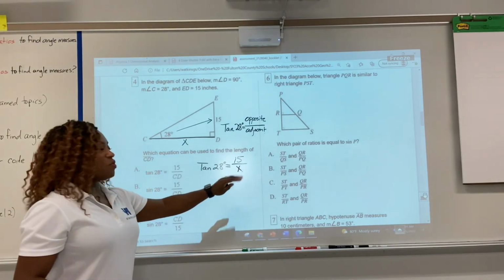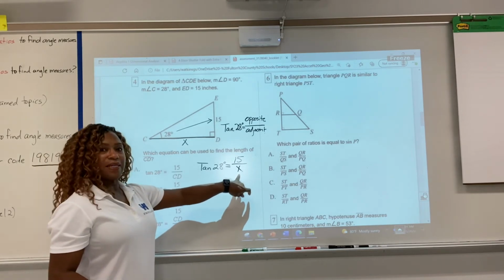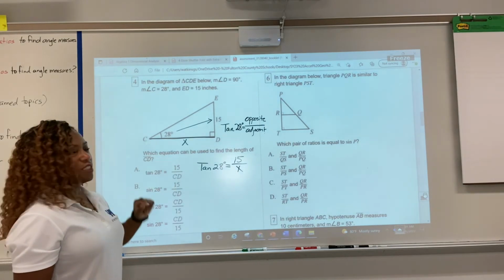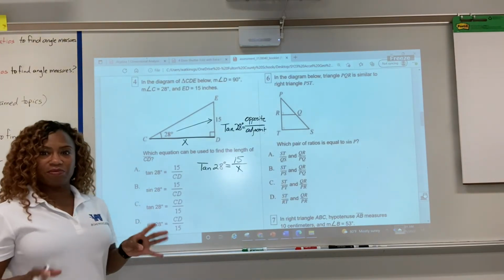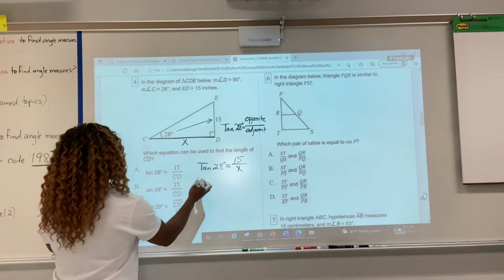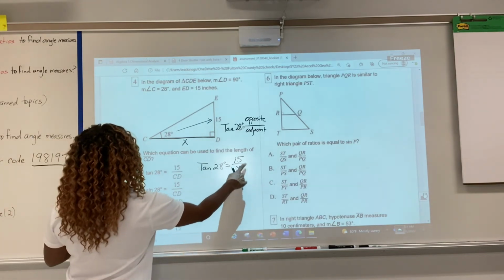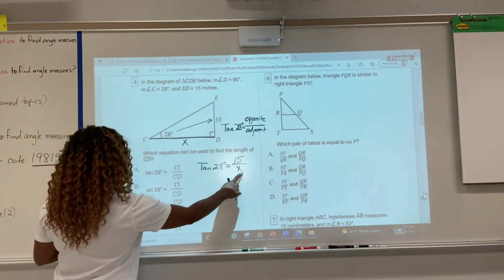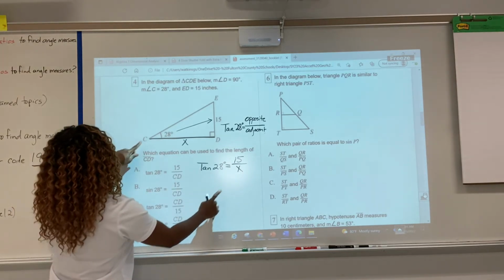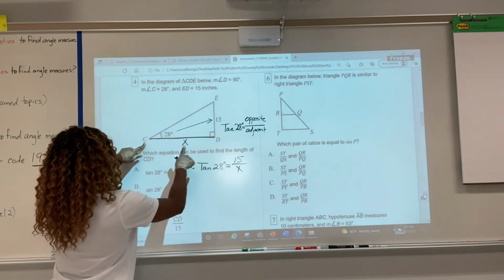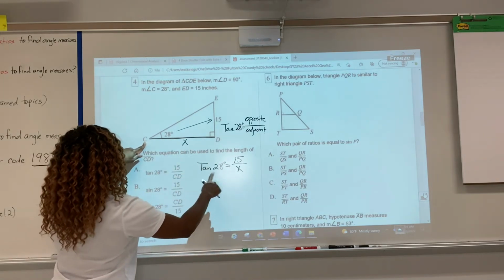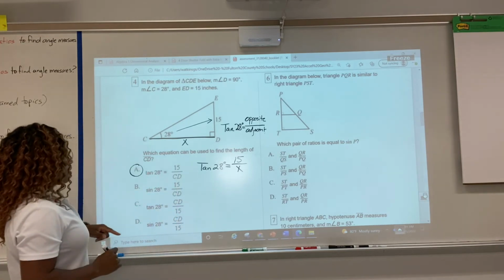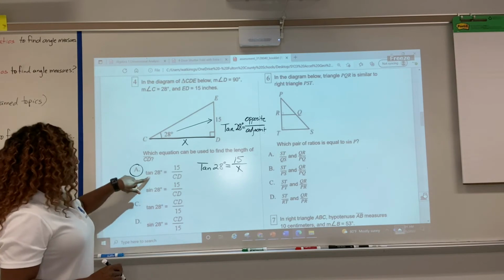If we solve this, we will be able to isolate the variable X and get a value for it. But the question asks which equation, so they didn't ask us to solve it, they just want us to set up the equation, which we have done. So we're looking for tangent 28 degrees is equal to 15 over X. If you look at the answer choices, instead of putting X, they just kept it CD. Because remember, segment CD, I set it up as X just so we can see the equation, but we're still looking for this particular answer: 15 over segment CD, tangent.